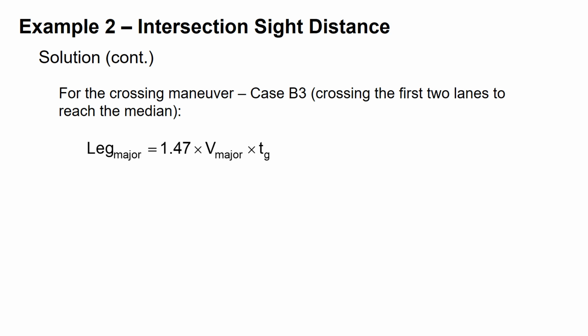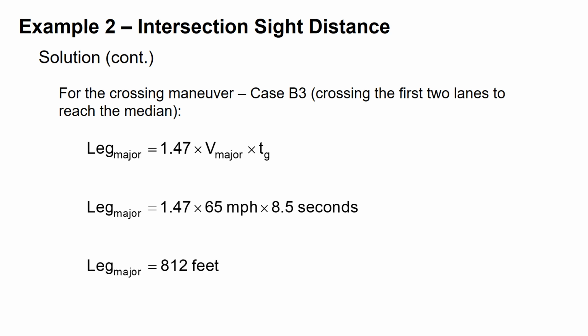So we can use our equation to find the length along the major leg for that crossing maneuver: 1.47 times 65 miles per hour times our time gap of 8.5 seconds will give us a length along that major roadway of 812 feet.